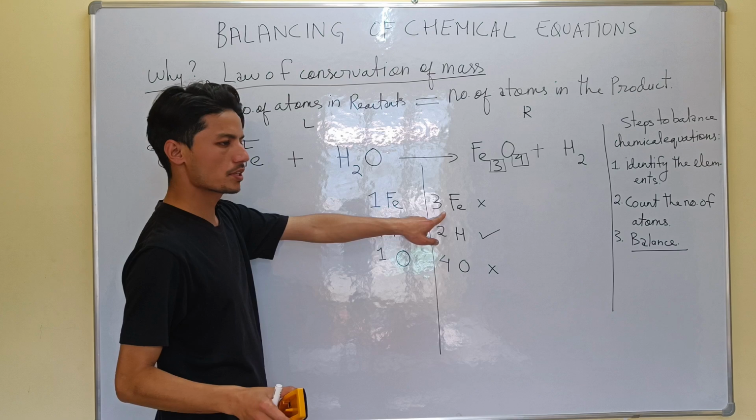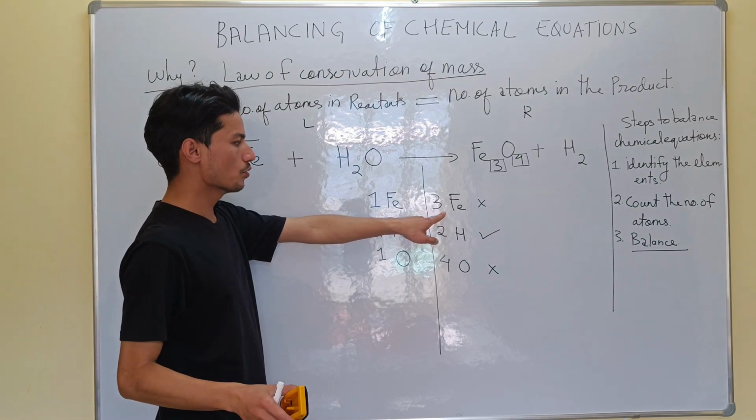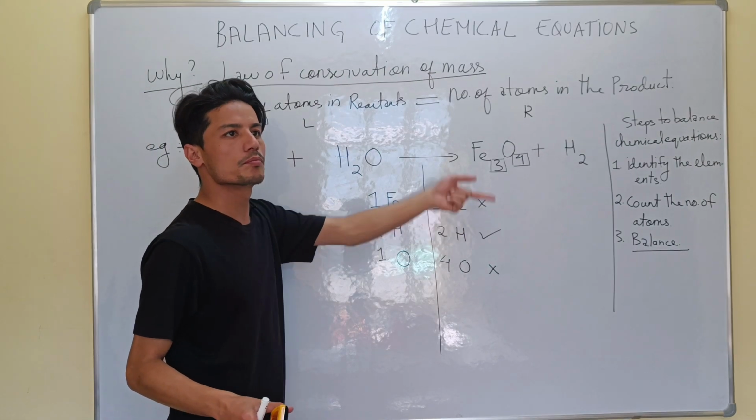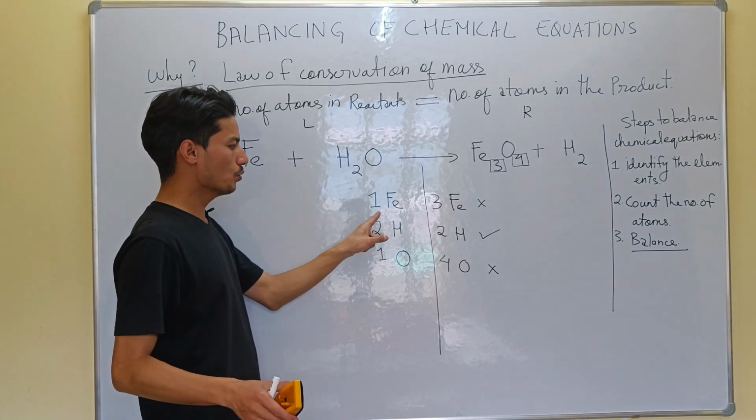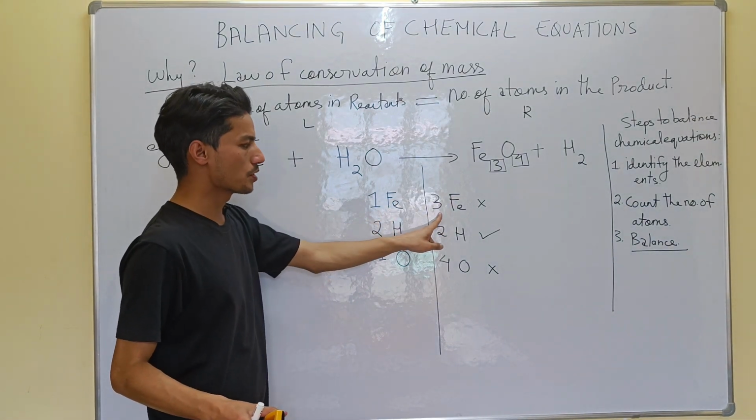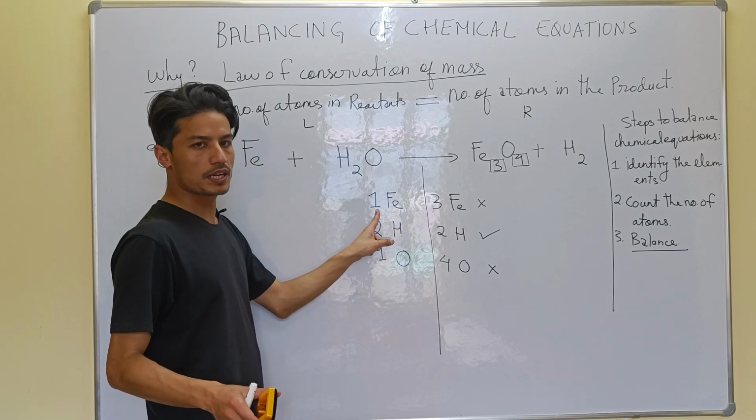So we have 3 atoms here. Already this side is more, isn't it? So if we put any more number here, it becomes bigger and bigger. So let it be. You focus on this side. Only 1 iron here. We have to make it 3. They have to be same. So this 1 has to become 3.